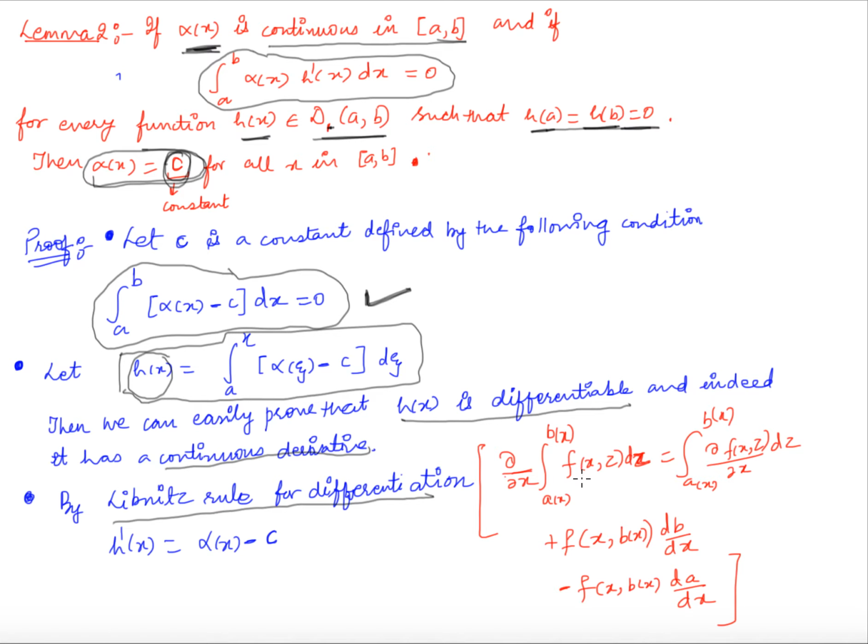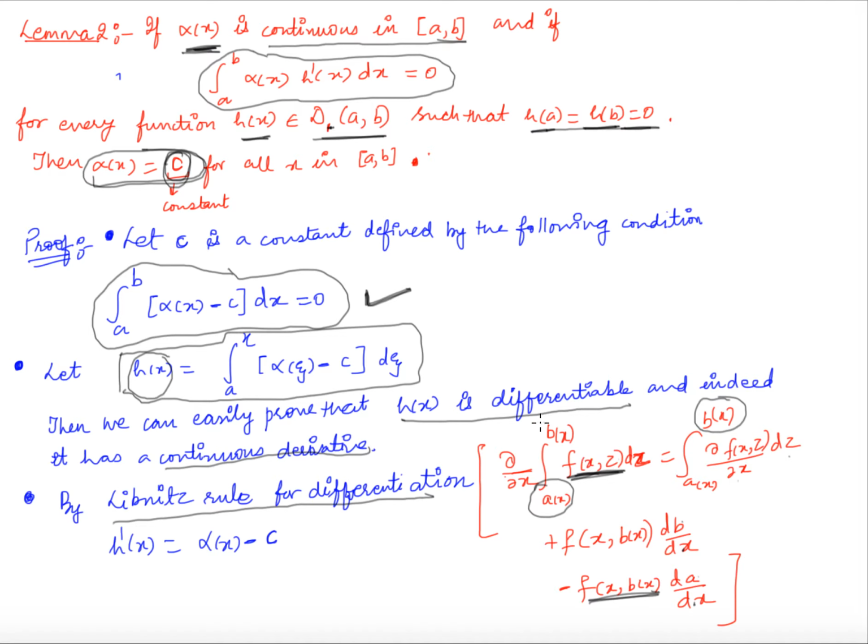The Leibniz rule says that if you want to differentiate an integral from a(x) to b(x) of f(x, z) dz, this differentiation is equal to the integral from a(x) to b(x) of the partial derivative of the integrand with respect to x, plus the derivative of the upper limit db by dx times the integrand evaluated at b(x), minus the derivative of the lower limit da by dx times the integrand evaluated at the lower limit. So this is what the Leibniz rule says.